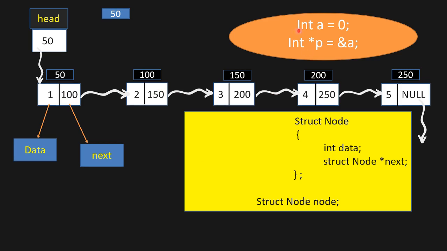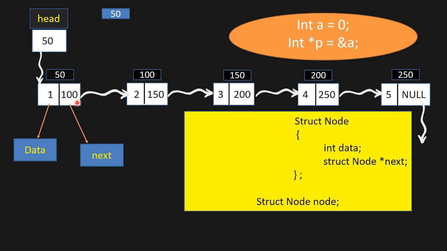If you are confused, just take an example. Suppose I declare int a equals 0. It is an integer. If you want to store the address of a inside a pointer p, we need to define a pointer p. As p is going to store the address of an integer, that is the address of a, the data type is integer, hence we need to write int star p equals ampersand a. So this is the basic scenario to define a pointer to store an address.